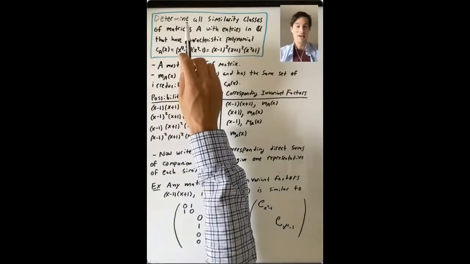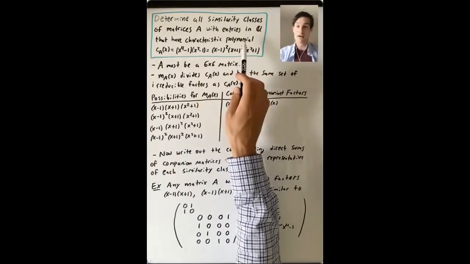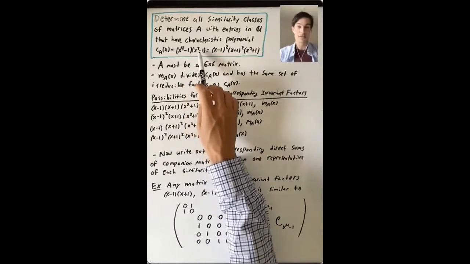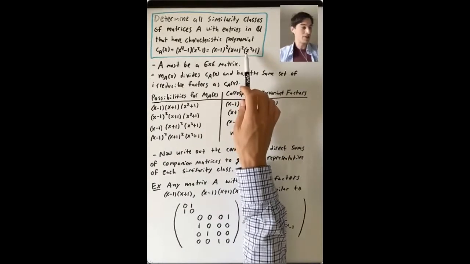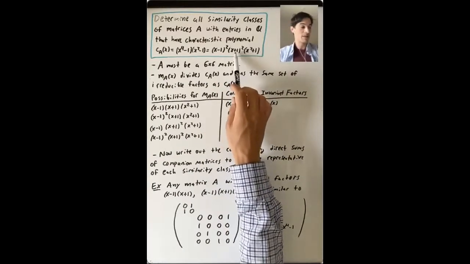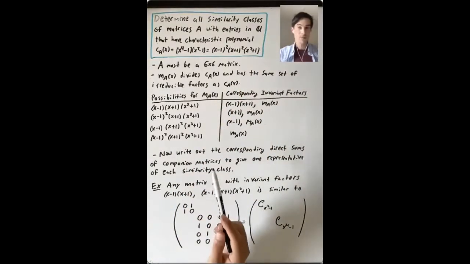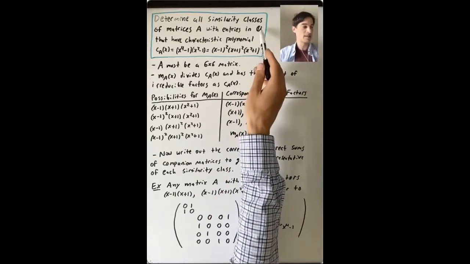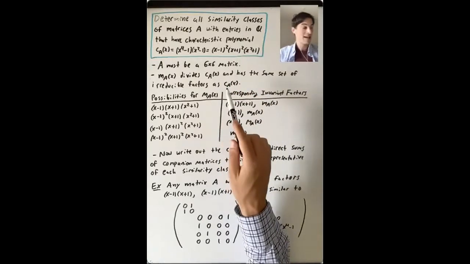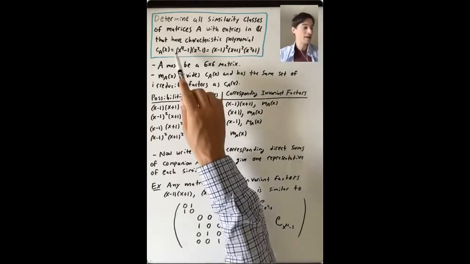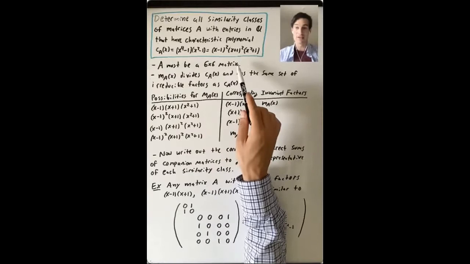So the first question is, determine all similarity classes of matrices A with entries in Q that have characteristic polynomial x to the fourth minus 1 times x squared minus 1. So first, I just want to write this out in terms of its irreducible factors: x minus 1 squared times x plus 1 squared times x squared plus 1, which is irreducible over Q. All right, so I didn't say the size of this matrix, but remember, the characteristic polynomial of an n by n matrix is a monic polynomial of degree n. So this characteristic polynomial has degree 6. So A would have to be a 6 by 6 matrix with entries in Q.